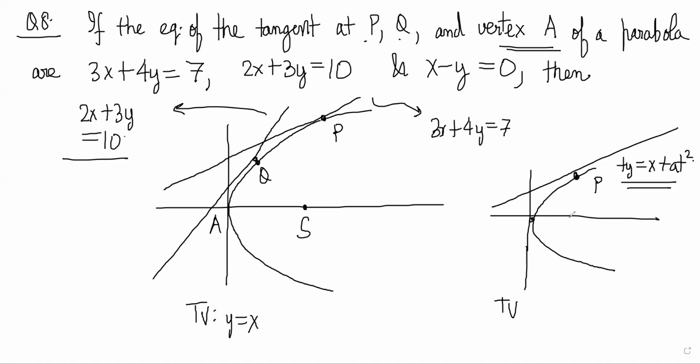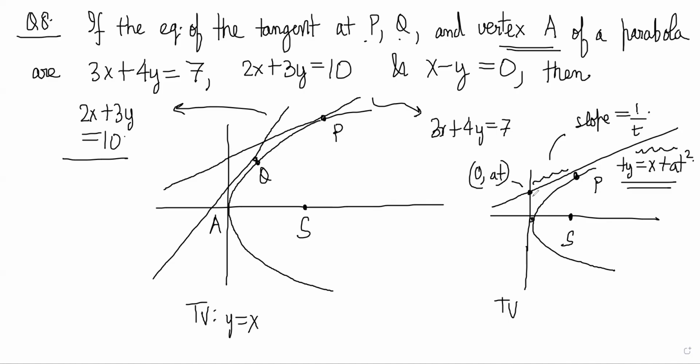Right. And this is my focus. So now, where does this tangent meet the tangent at vertex? You have to put x is equal to 0 in this line. So if x is equal to 0, you get y is equal to 80. So this point is basically (0, 80), right? Correct. Also, the slope of this line is 1 over t. So that is the slope of the tangent at P.